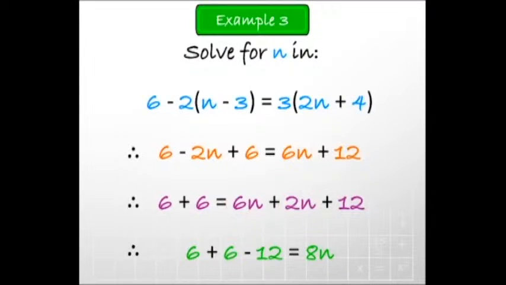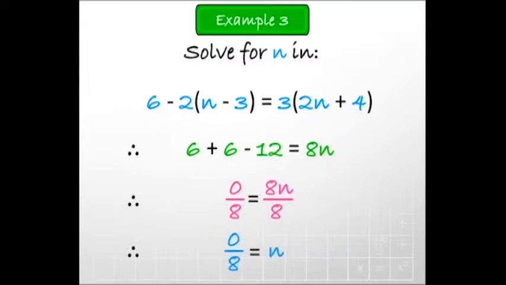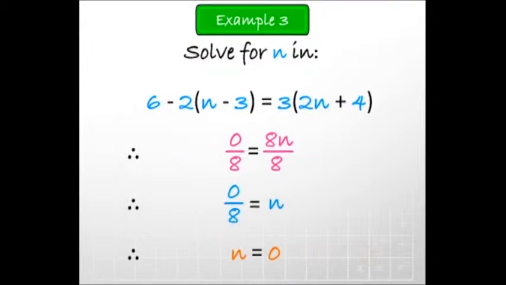And so, our equation is now 0 equals 8n. We now divide both sides of the equation by 8 to isolate n. And so, 0 over 8 equals n. And finally, this means that n equals 0.